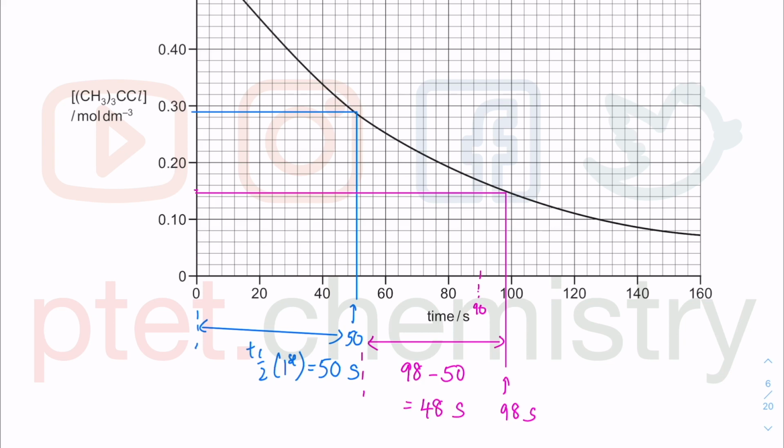You will see that within experimental error, this is not half the value, and it is not double the value. This is very close to the first half-life. This is called the second half-life, which is 48 seconds.